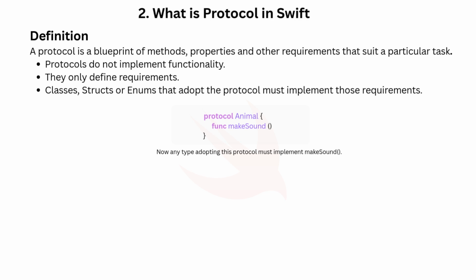We can take an example: we can create a class Dog which conforms to this Animal protocol. Now we have to write this makeSound inside the Dog class, and we are writing a print bark statement. Then we can check the usage. We can create an object of this Dog class and call this makeSound function, which will produce a bark print statement. So this is the basic example of how a protocol looks.